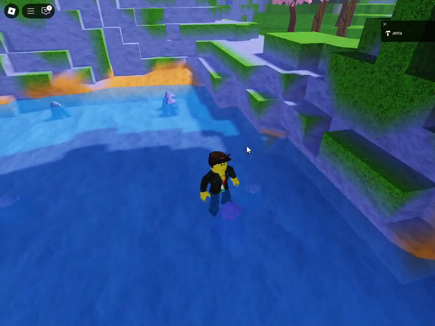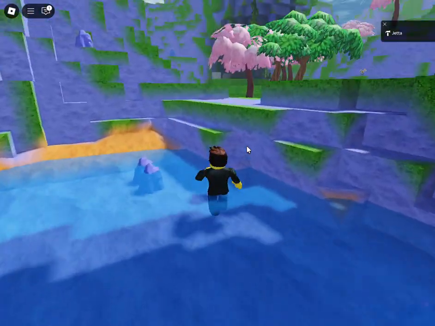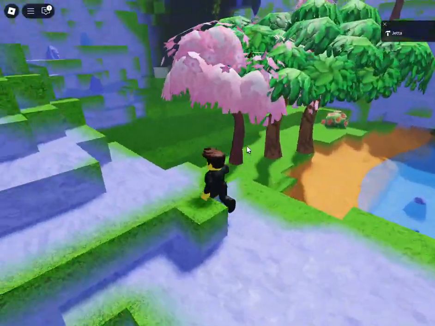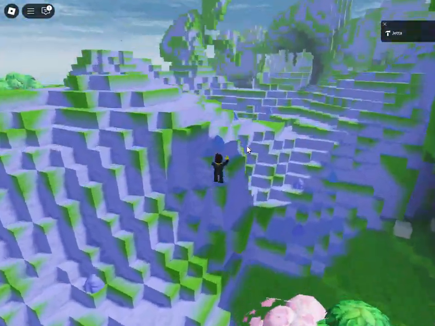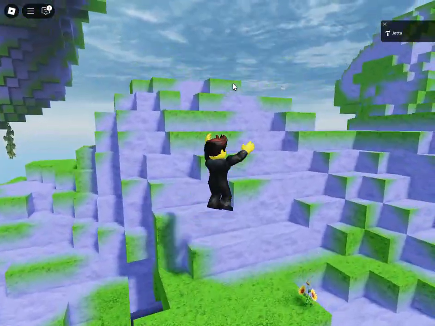Oh, I thought that was a fish for a second. I walked past and I thought something was moving. That's weird. What else is there to look at? Another cool thing there.